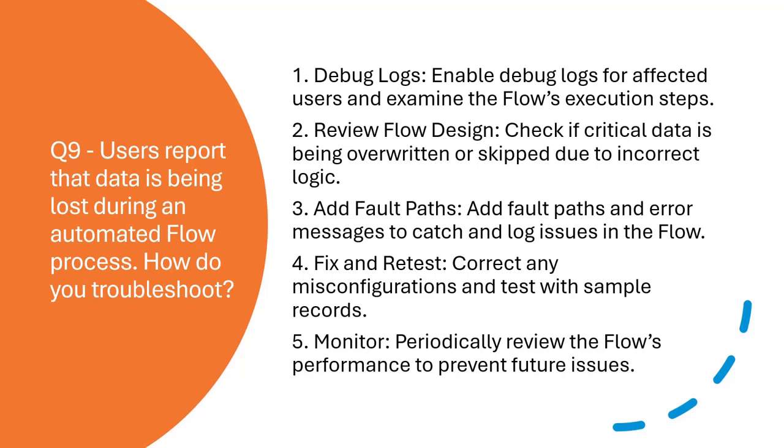Question 9, a user reports that data is being lost during an automated flow process. How do you troubleshoot this issue? So in order to troubleshoot this issue, I will enable debug logs for the affected user and examine the flow execution steps. Check if the critical data is being overwritten or skipped due to incorrect logic. And I'll add a fault path and error messages to catch and log issues in the flow. And I'll correct any misconfiguration, test with sample records, and make sure that I periodically review the flow's performance to prevent future issues.